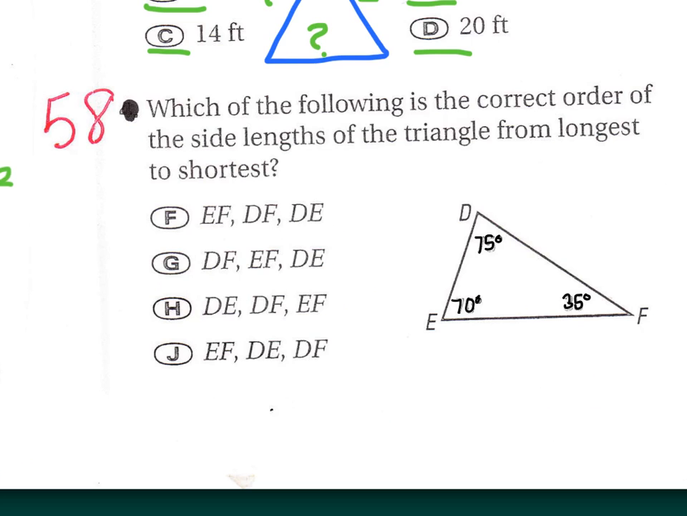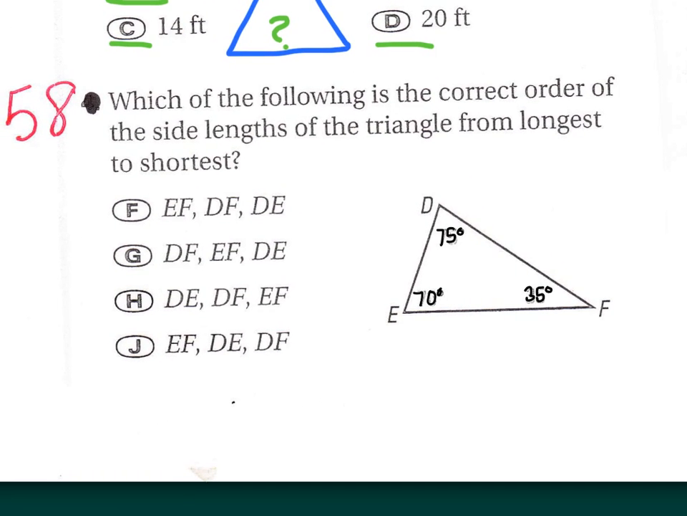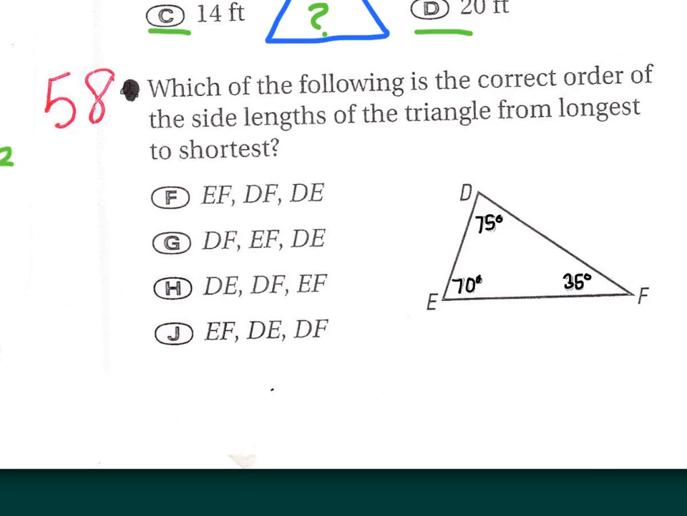On number 58, which of these sides are in the correct order from the longest to the shortest? Remember, those all have to do with your angles. You got a 35, 70, and a 75, and they all will go across to each other. So, smallest angle, smallest side.